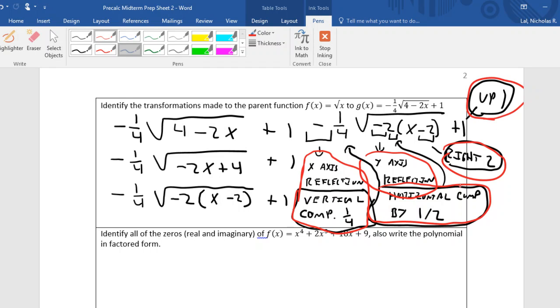This is definitely the hardest transformation problem you can get because you have to literally identify every single type of transformation. X and y-axis reflection, horizontal and vertical compression. But I want you to notice that you had to factor out that -2 before you found your horizontal shift.